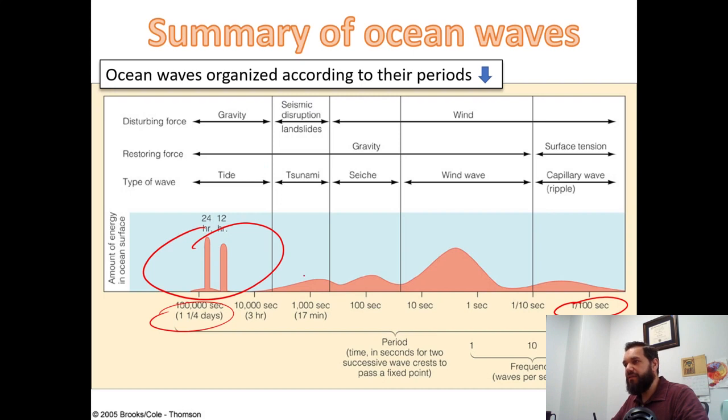Now tsunamis. These are big waves that are caused by seismic disturbances like earthquakes or landslides.